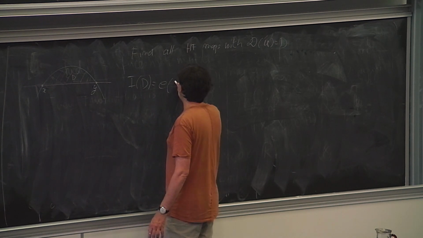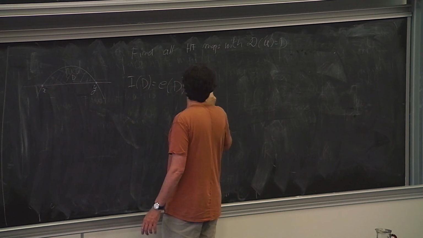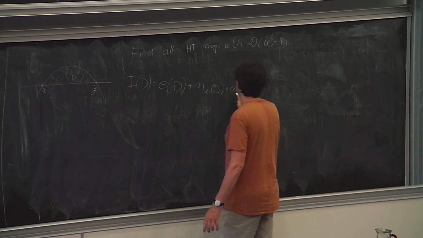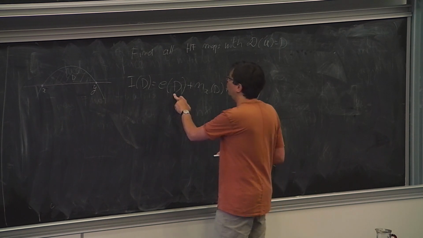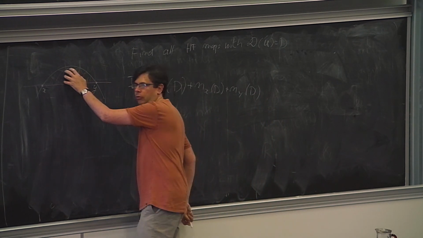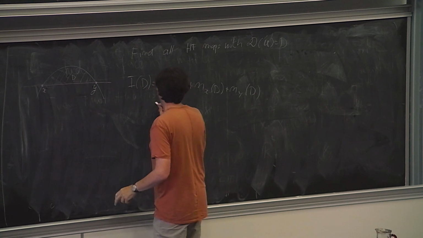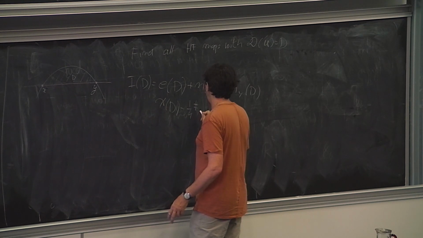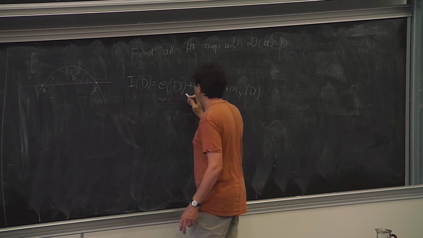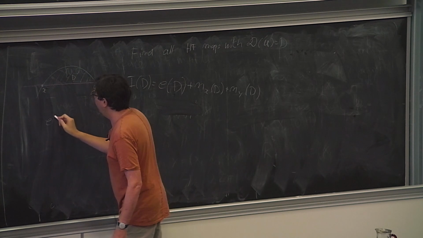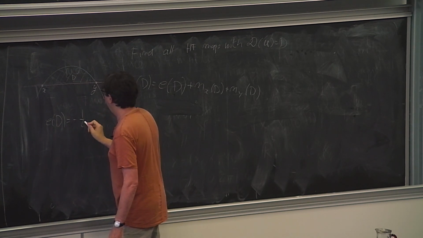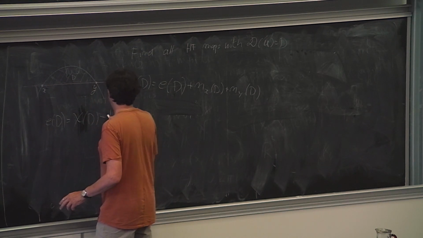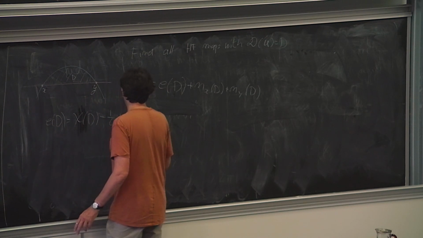So remember, it's ED plus NXD plus NYD. So what is ED? This is also an elementary region, so there is not much to do. It is the Euler characteristic of D minus 1/4 the number of corners.